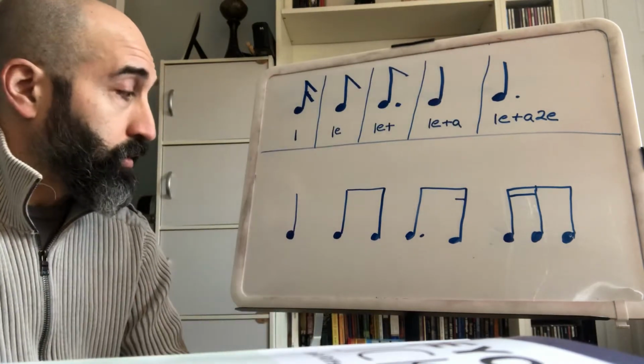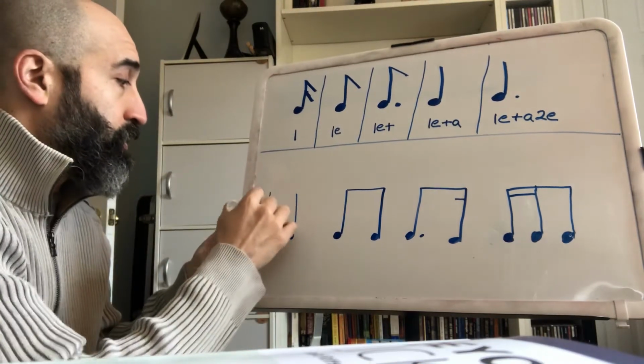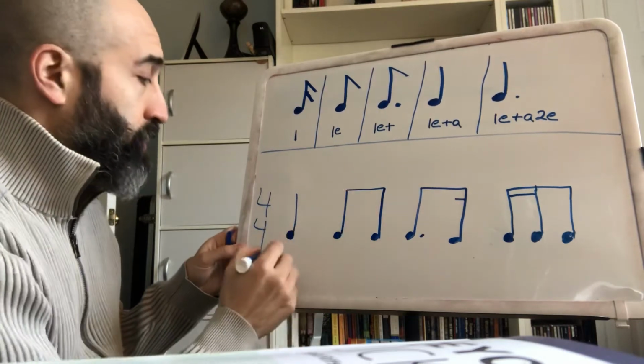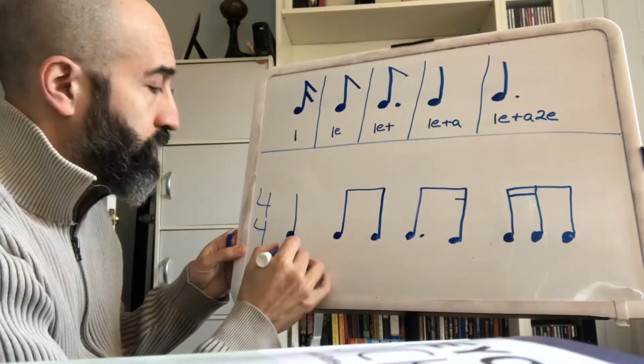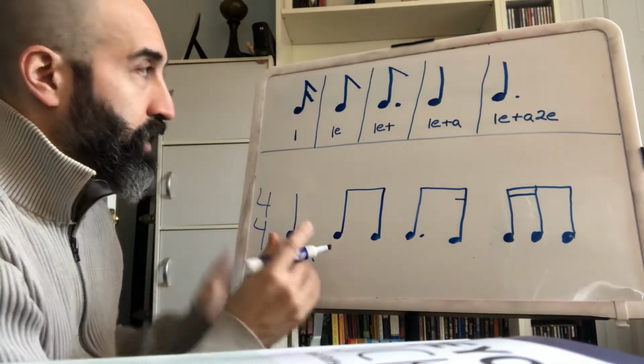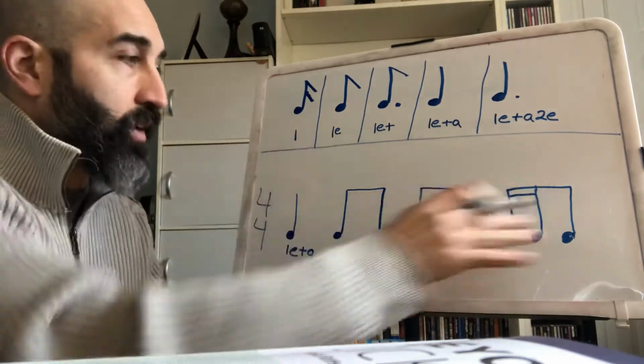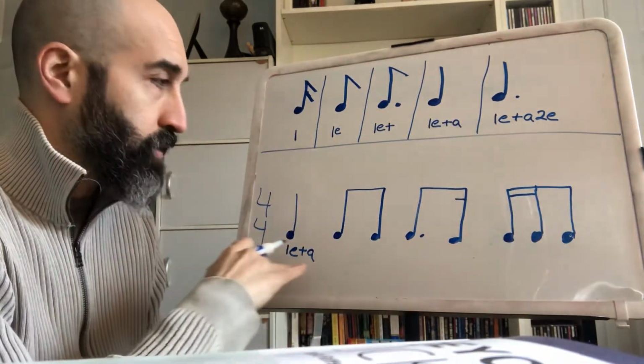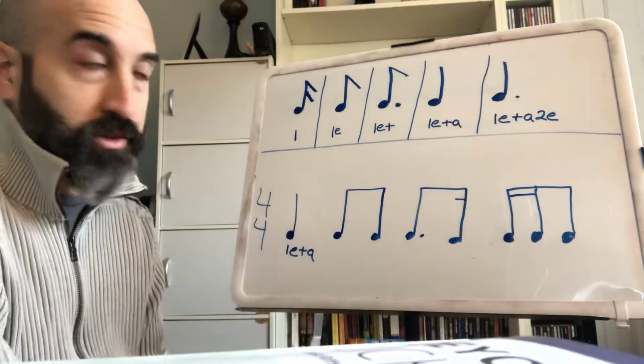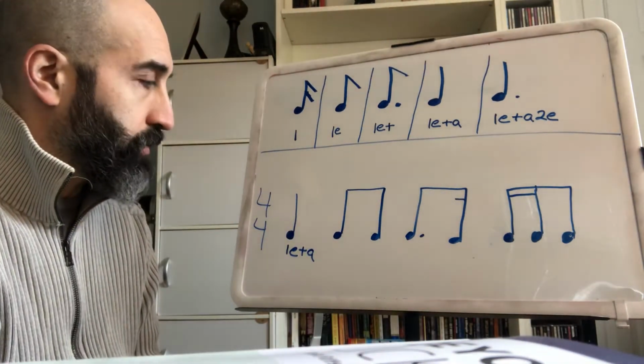So for the quarter note, we're starting at the beginning of a 4/4 measure. So this would get 1, it starts on 1, E and a. In this case, we're not leaving out any subdivision. We're going to write the 1E and a 2E and a 3E and a 4E and a for the entire measure. Okay, we're not skipping anything.